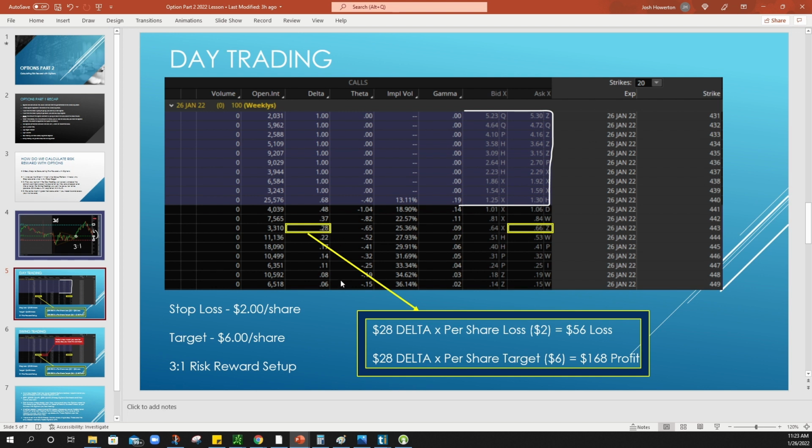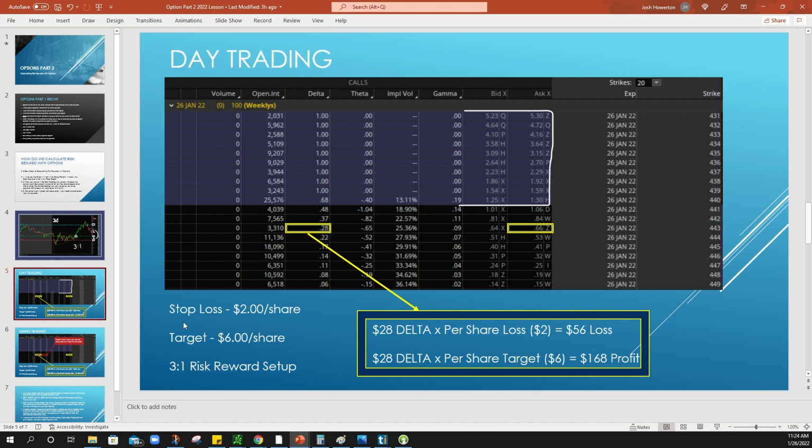Okay, first off, what's the spread? 64 cents, 66 cents. The spread is very nice. I'm going to spend 66 cents per contract, or $66. Now this has a 0.28 delta. That is $28. So what's this telling me? That I will make $28 if the stock goes up $1. I will lose $28 if the stock's price goes down $1.